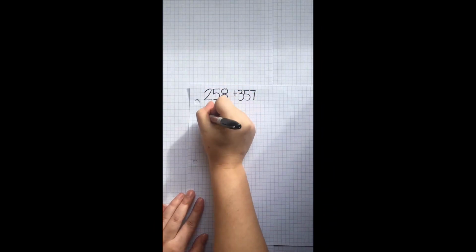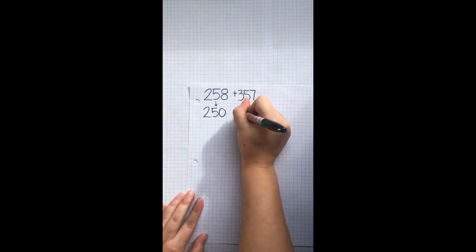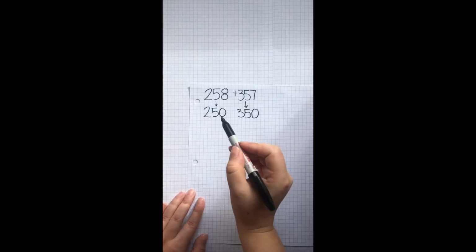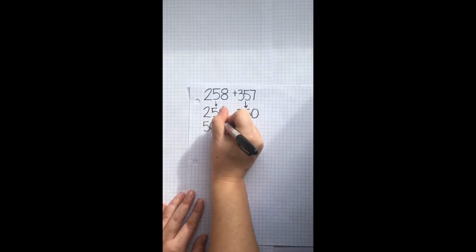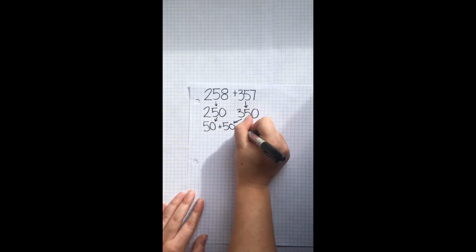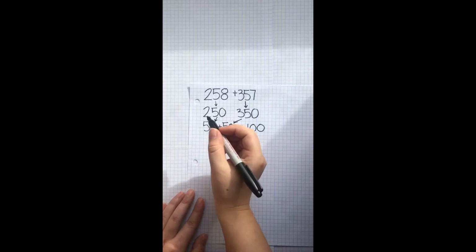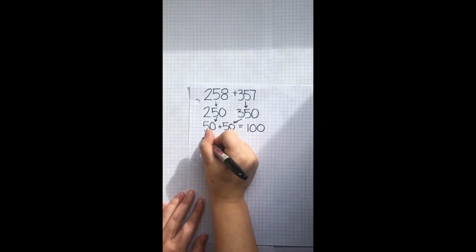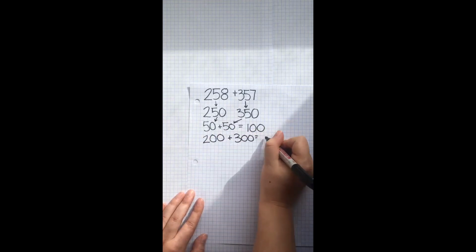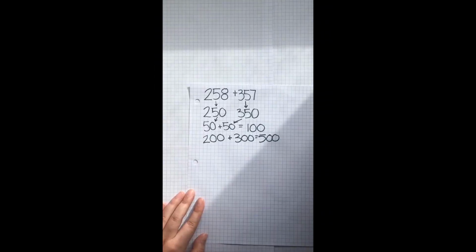By estimating, we will round 258 to the number 250 and 357 to the number 350. We can take 50 from each number and add them together to give us 100. We can now take the remaining 200 and 300 and add them together in order to give us 500. Adding together the 500 and the 100 gives us our estimation of 600.